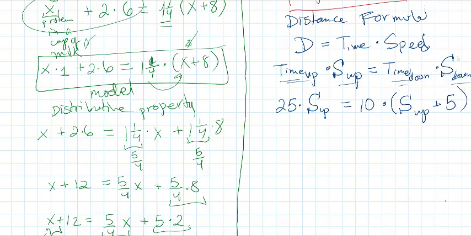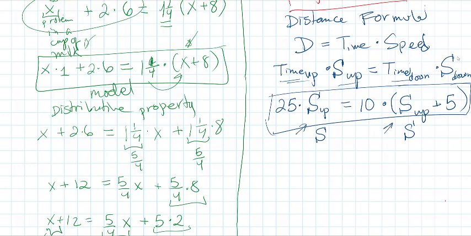Okay, so now we have a model with one variable. Our variable is the speed up, which we will now write as just s. We'll leave out the up there. So we have an equation and we can start looking at ways to solve it. We have our variable s on both sides of the equation, so we're going to use the various tools and properties that we already know.